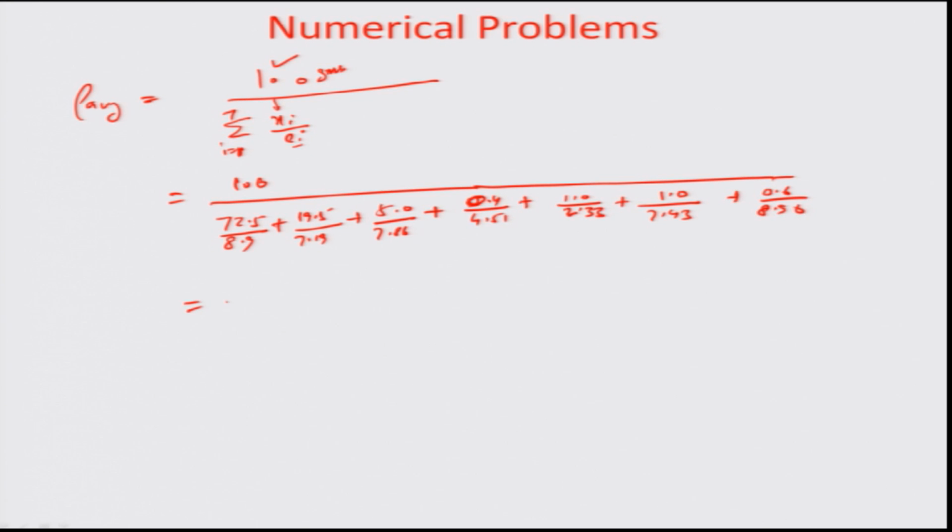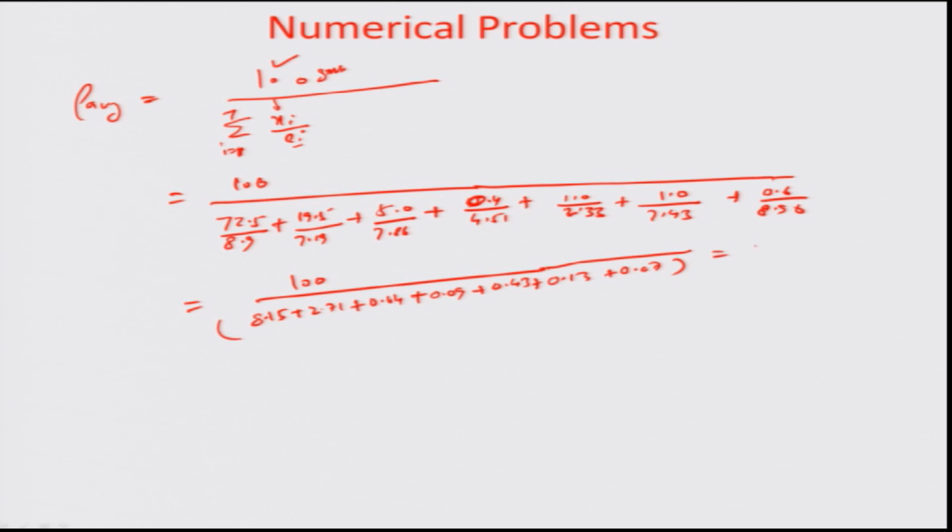So the total average density is equal to 100 times the inverse of 8.15 plus 2.171 plus 0.09 plus 0.43 plus 0.13 plus 0.07. So this becomes equal to 8.18 gram per centimeter cube. The average density of this particular alloy comes out to be 8.18 grams per centimeter cube.